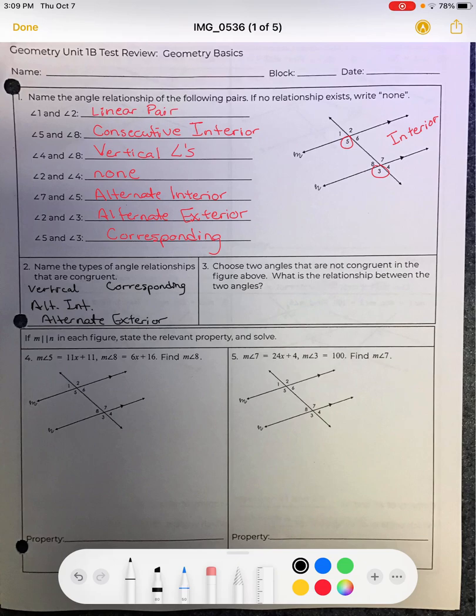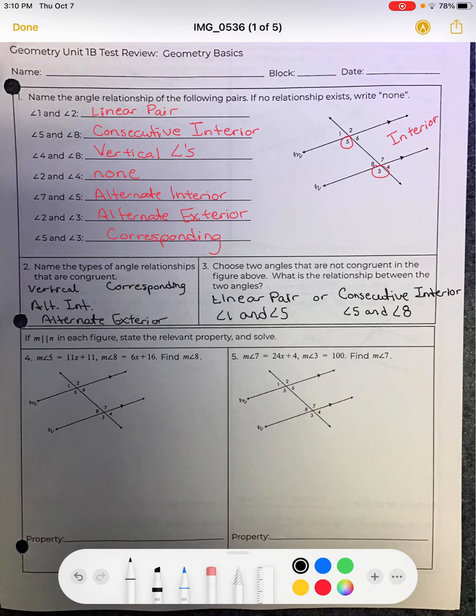Next one says choose 2 angles that are not congruent in the figure above. What is the relationship between those? So a couple choices here that I'm looking for is either a choice of linear pair, because those are not congruent, or a pair of consecutive interior. So you can choose either one. If you wanted to do linear pair, we could say 1 and 5. Or if we wanted to do consecutive interior, we could say 5 and 8. So just some options, you just had to choose one set.